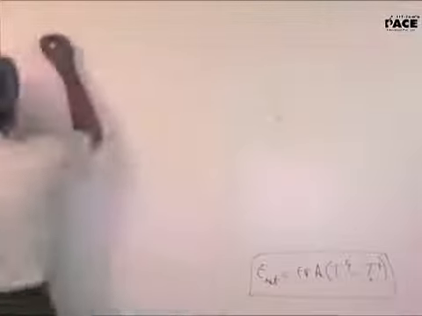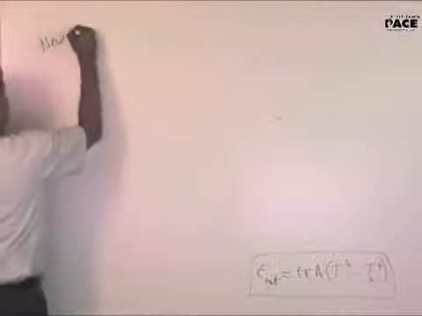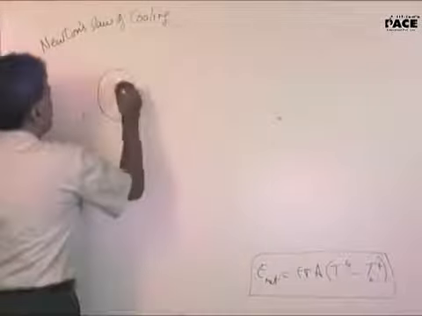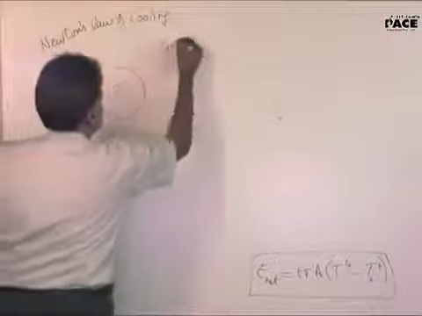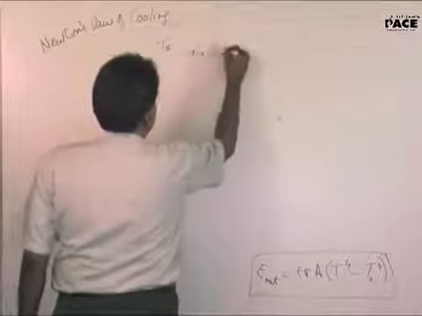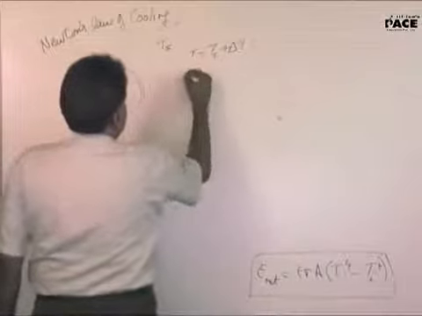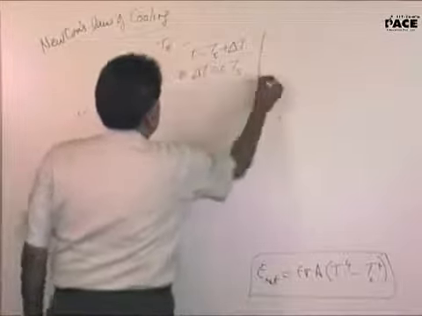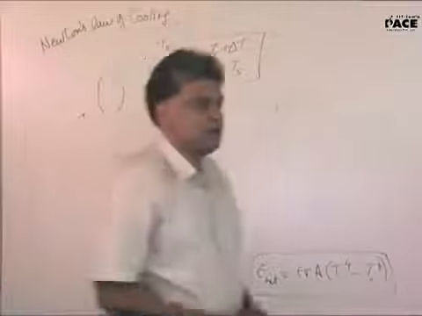The next idea we're talking about is Newton's law of cooling. Suppose you have a body having temperature T and this is the surrounding temperature such that the temperature is surrounding plus delta T and delta T is much less than surrounding temperature. I'm talking about this kind of an idea.